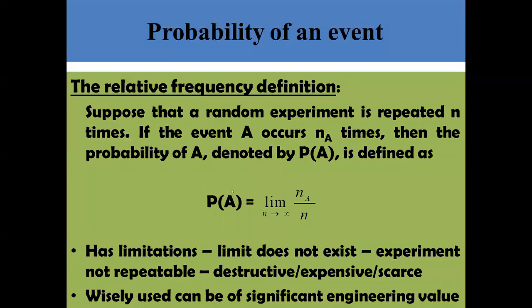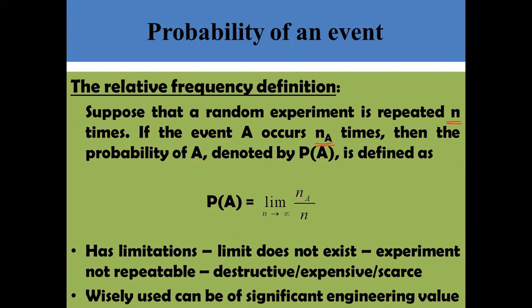Next, let us define what is the probability of an event. The first definition is the relative frequency definition. As the name goes, it is defined by performing an experiment n number of times. So frequency denotes the number of times an experiment is performed. Suppose that a random experiment is repeated n number of times, and if a particular event A occurs nA number of times, then the probability of A, denoted by P(A), is defined as P(A) = limit n tends to infinity of nA divided by n.